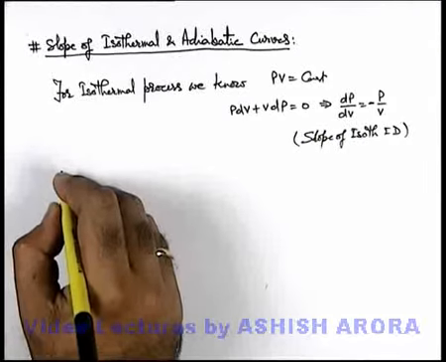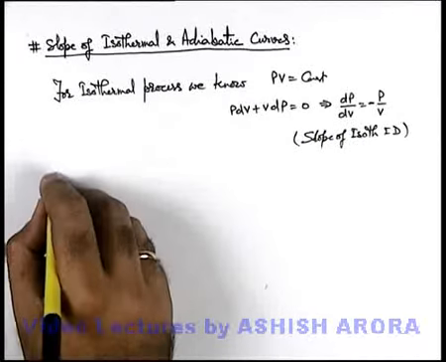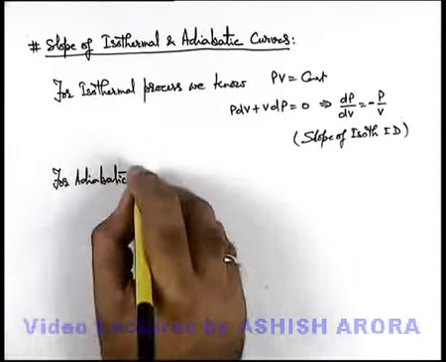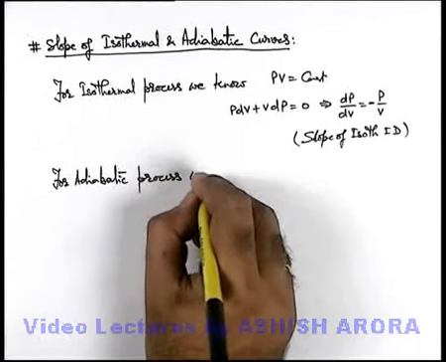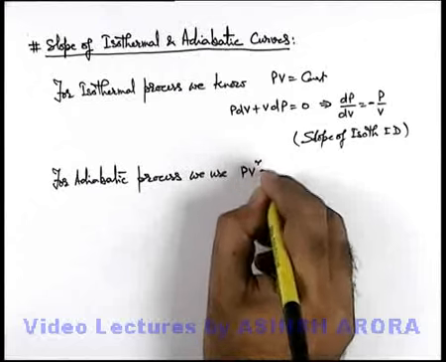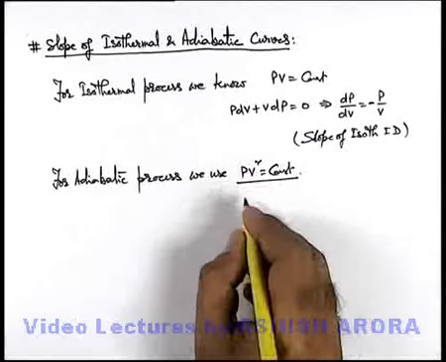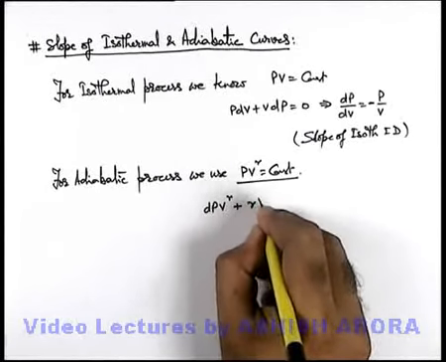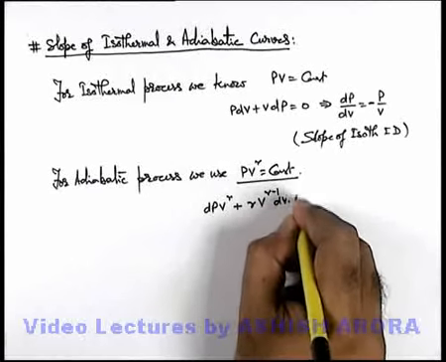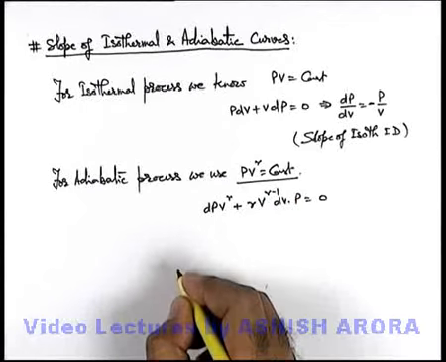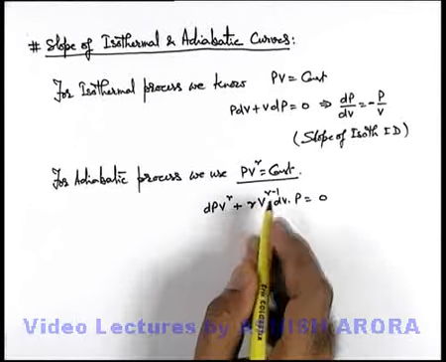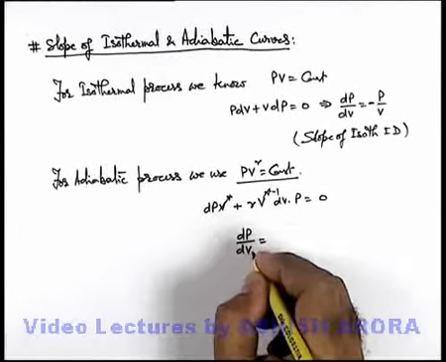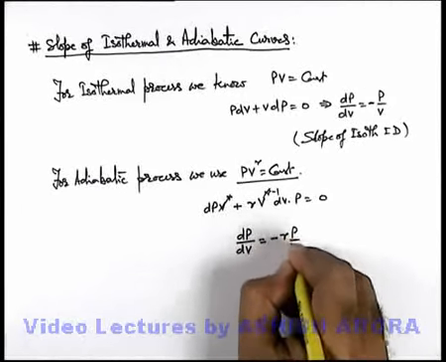Similarly, we can also find the slope of the adiabatic ID. For an adiabatic process, we use P V to the power gamma is a constant. If we differentiate this expression, this will give us dP V to the power gamma plus gamma V to the power gamma minus 1 dV into P is equal to 0. Now V to the power gamma can be cancelled. So this will give us the value of dP by dV, which is equal to minus gamma P by V.